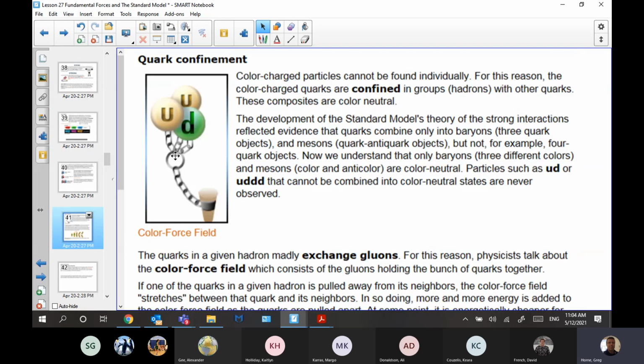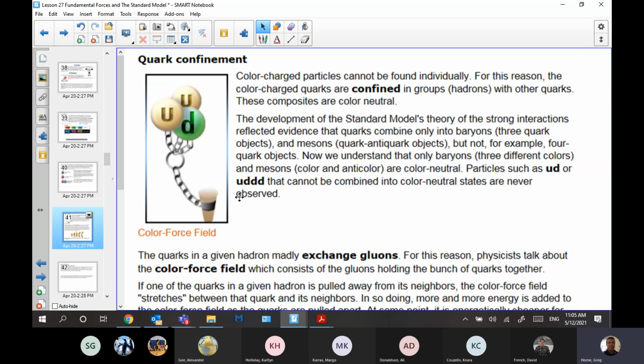So there's a weird thing called quark confinement, where you can't have quarks on their own. They can't be found individually. They're always in groups of three, or a quark and an anti-quark. So the mesons are the quark anti-quark pairs, and then you have three quarks together and so on. But no one's ever found a two-quark combo or a four-quark combo.